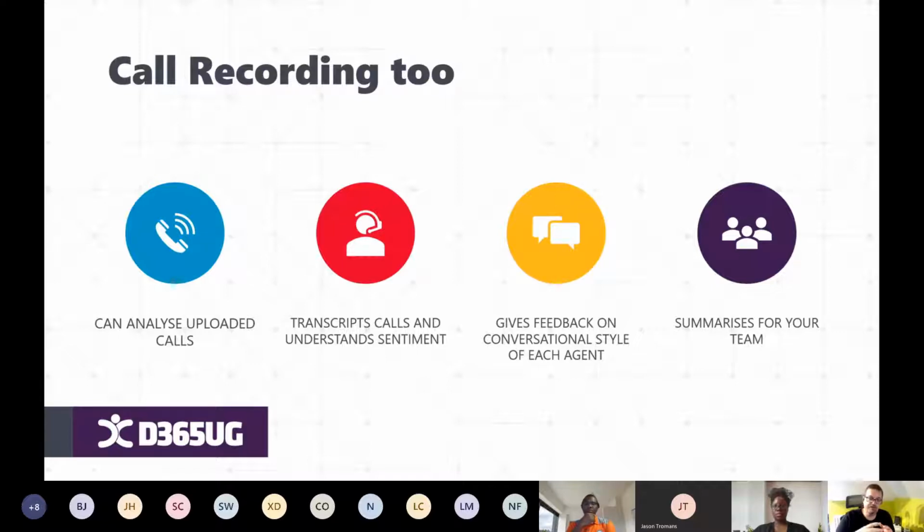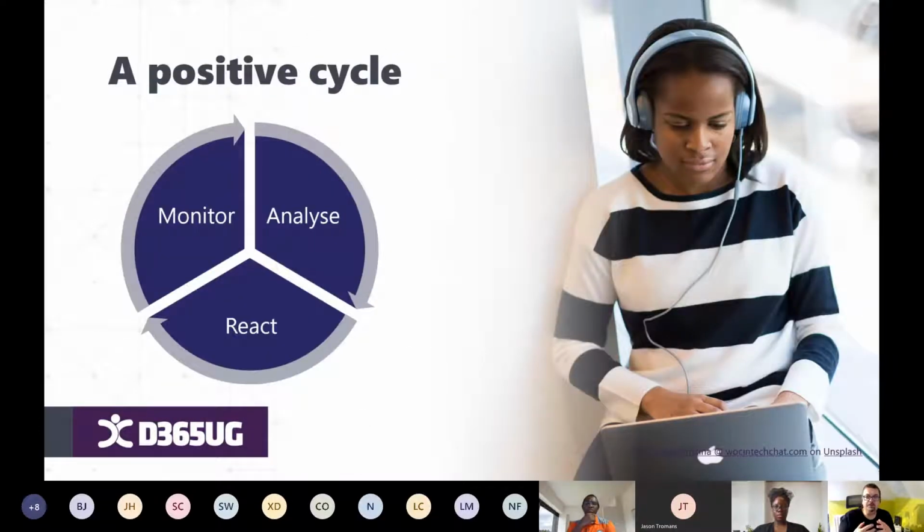And finally, around GDPR, we can get rid of that data, so we can set up a configuration to automatically delete that data once Microsoft has done its AI over it. So this is all about building a positive cycle. This is about understanding your customers, monitoring their calls, analysing that information and reacting to it.